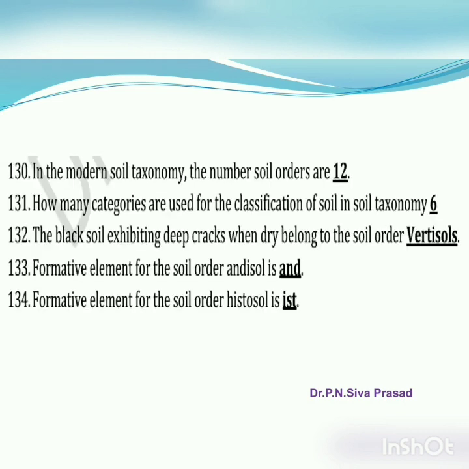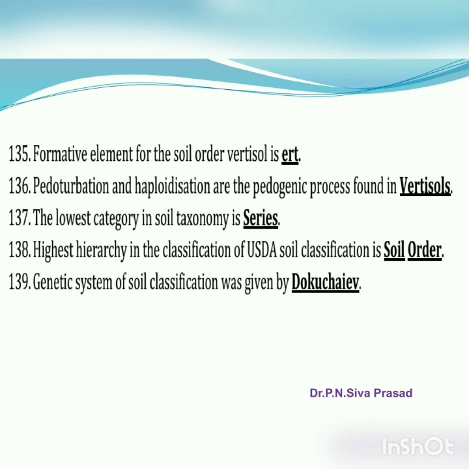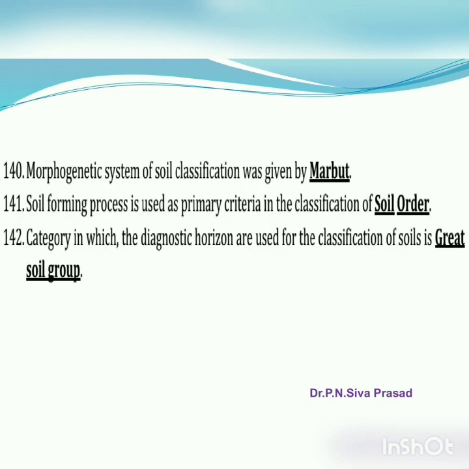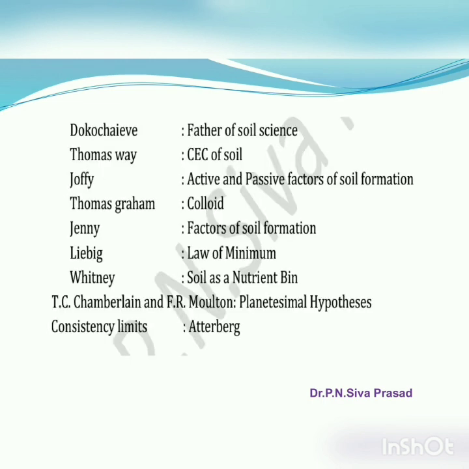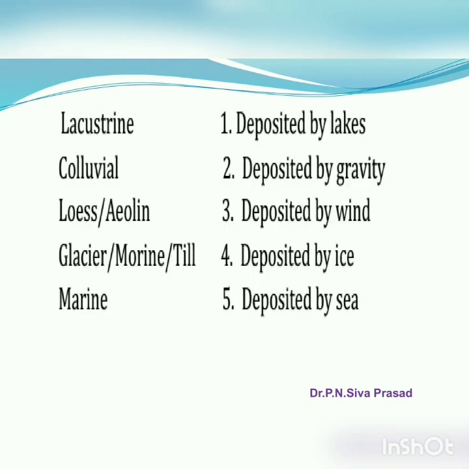In modern soil taxonomy, there are total 12 orders with 6 categories. Pedoturbation and argilluviation are the pedogenic processes which mostly occur in vertisols order. Genetic system of classification was given by Dokuchaev. Morphogenetic system of soil classification was given by Marbut. Dokuchaev is also called father of soil science. Liebig gave the concept of law of minimum. Chamberlin and Moulton gave planetesimal hypothesis.